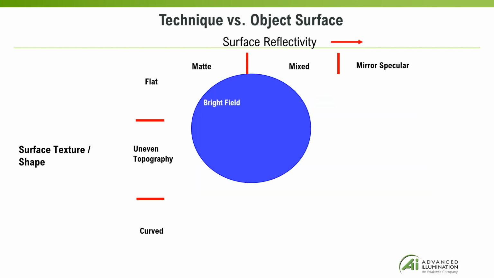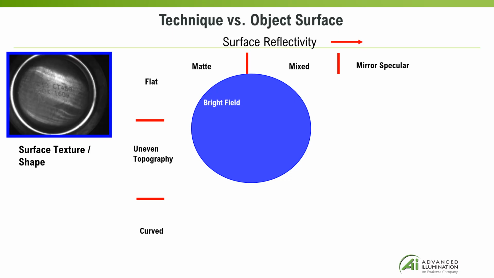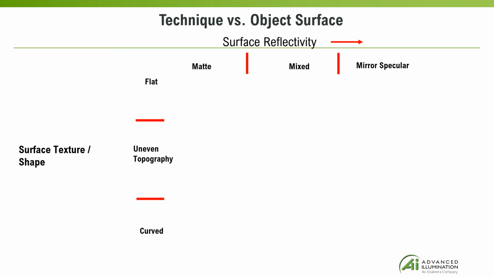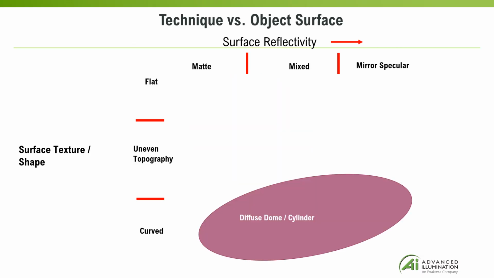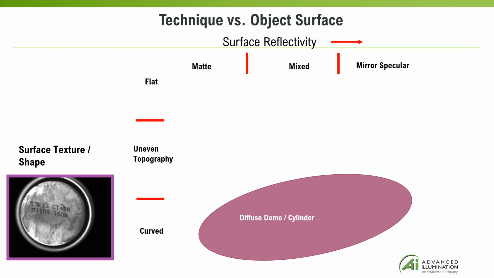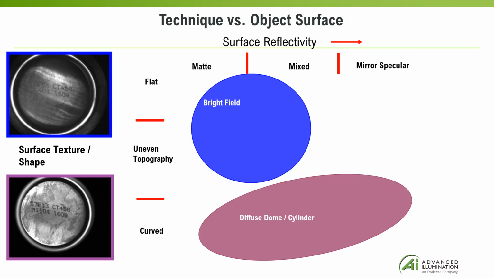Using a bright field ring light to illuminate a curved specular surface such as the bottom of a soda can gives us an image with poor contrast and uneven lighting. However, using a diffused light creates an even background and allows the code to be read. Compared side by side, the robust contrast difference is evident.